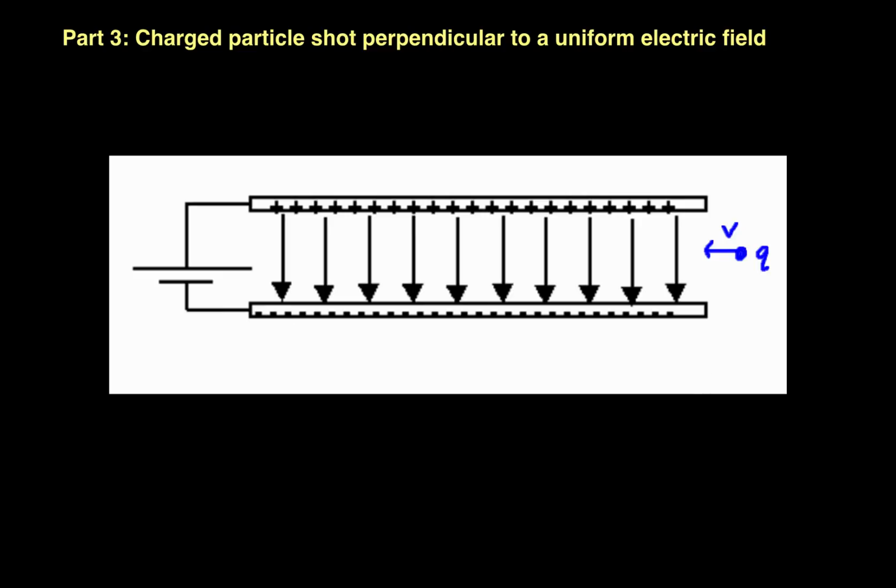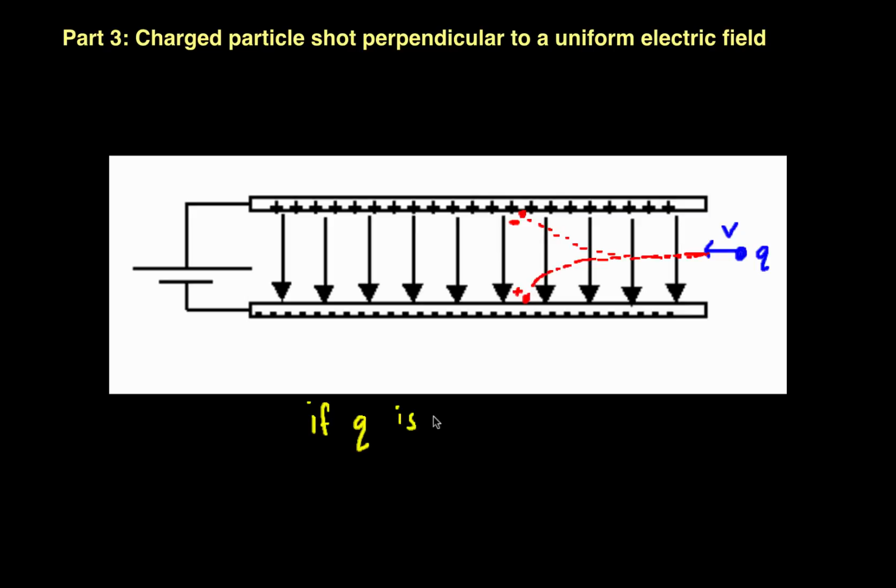If it's a negatively charged particle, it will be attracted to the positive plate, and it will take a parabolic path, like a projectile, but in the direction of the positive plate. This is for a negative charge. If it's a positively charged particle, it will be attracted to the negatively charged plate, and it will dip in the other direction in a parabolic path.